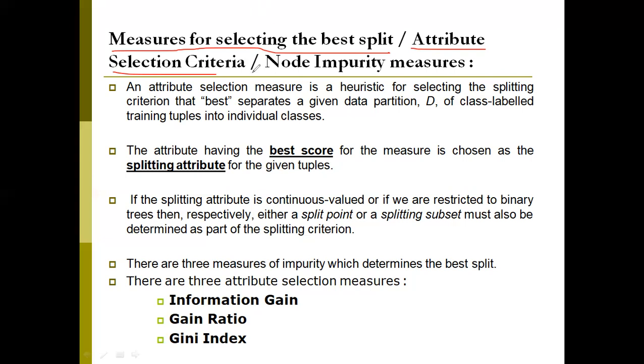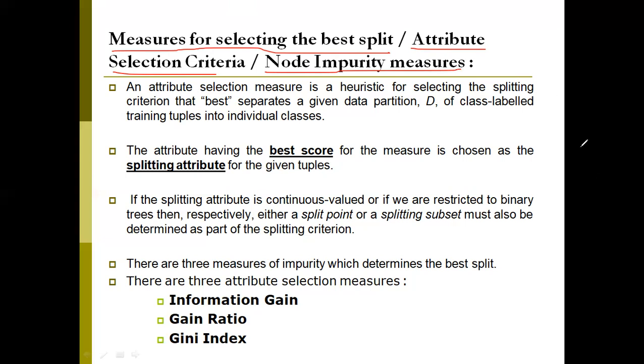Or you may call this one node impurity measures. Now we are going to calculate the impurity measures at a particular node. So this is today's concept: attribute selection criteria. Among the multiple attributes, which one is the best attribute as a root node, and after that internal nodes, to construct a particular tree or model. That is the concept here.